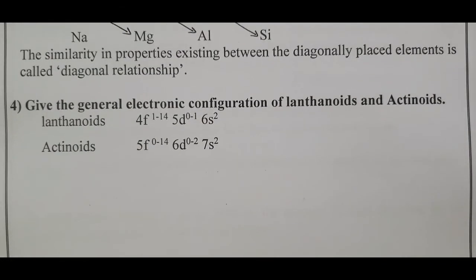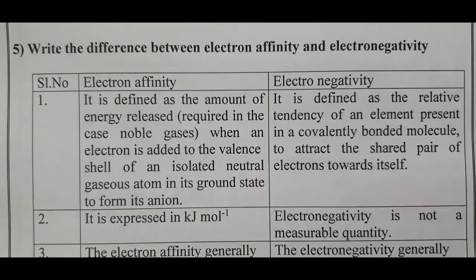Fourth question, assessment. Give the general electronic configuration of lanthanoids and actinoids. Lanthanoids: 4f1 to 14, 5d0 or 1, 6s2. Actinoids: 5f0 to 14, 6d0 to 2, 7s2. Electronic configuration of lanthanoids and actinoids. Come to the fifth assessment.